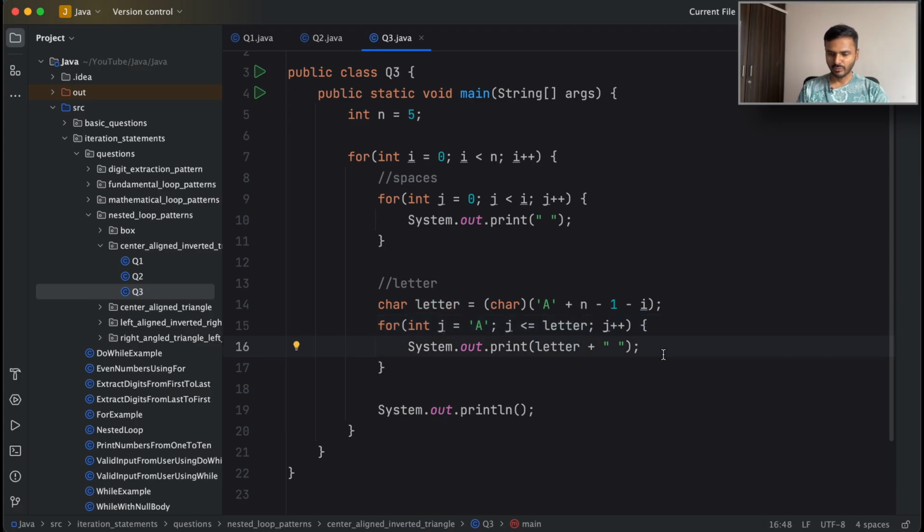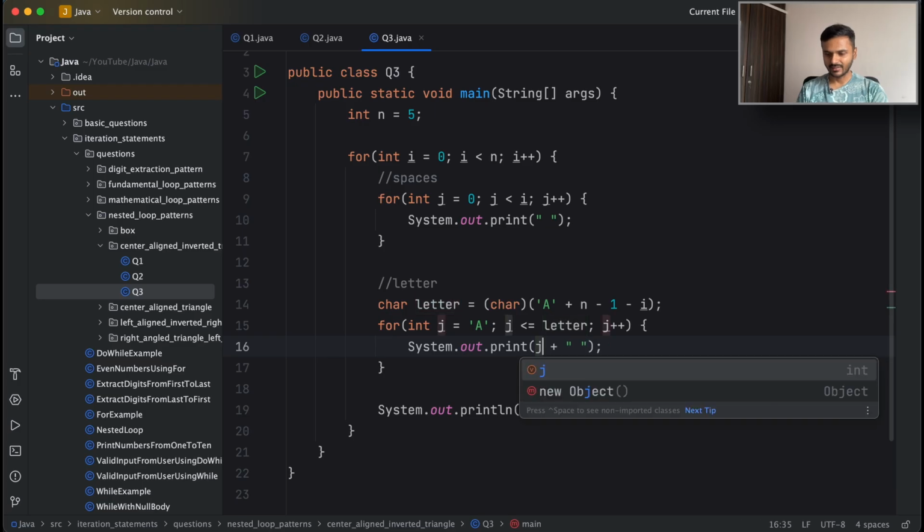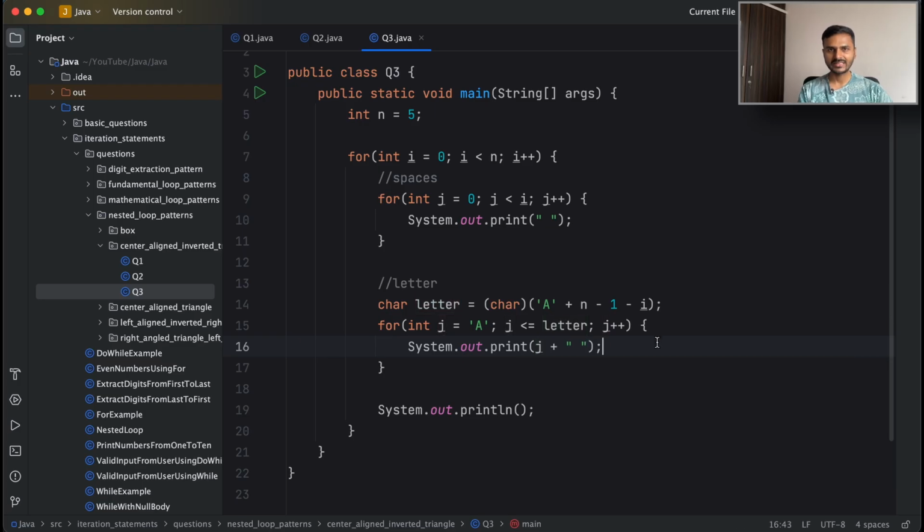Now, what would we have to do next is we would have to print J, right? We're not printing letter, we're printing J. And J would start from A and go all the way up to the determined letter, which depends on the number of rows that we are supposed to print and the current row that we are on, right? So let me run the code at this point and see the output that we get.